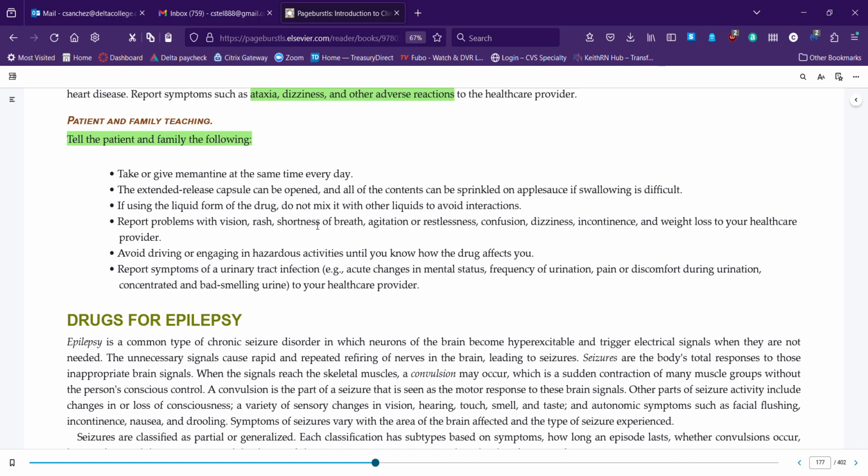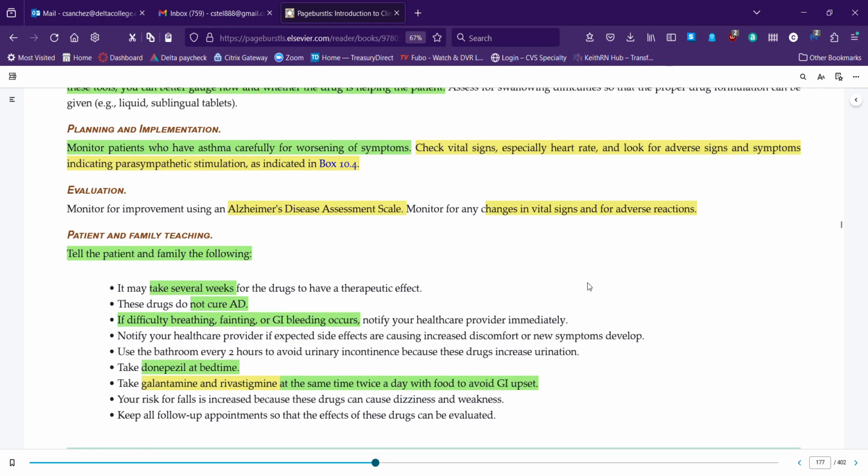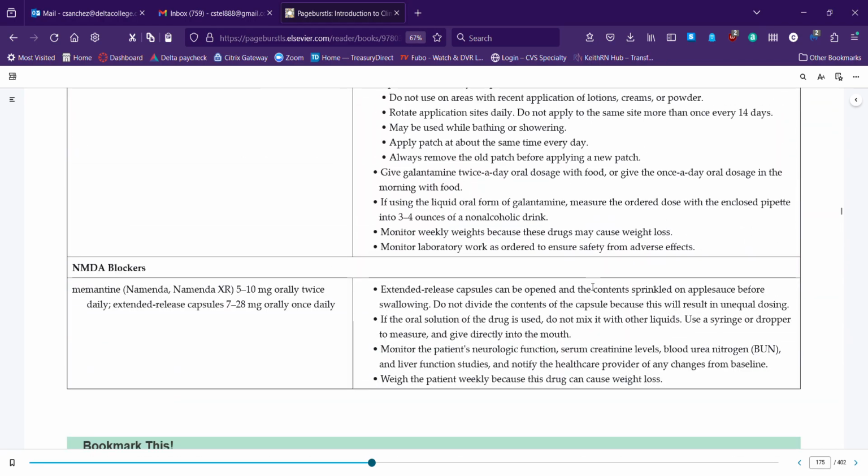We also want to report any vision changes, rash, shortness of breath, agitation, confusion, dizziness, incontinence, and weight loss to the healthcare provider. You also want them to avoid driving or engaging in hazardous activities until they know the effect of the drug. And then report symptoms of urinary tract infection. So some of those symptoms can be acute mental status change, frequency of urination, pain or discomfort on urination, concentrated or thick urine, and bad smelling urine. So you want to report all of these things to the healthcare provider.